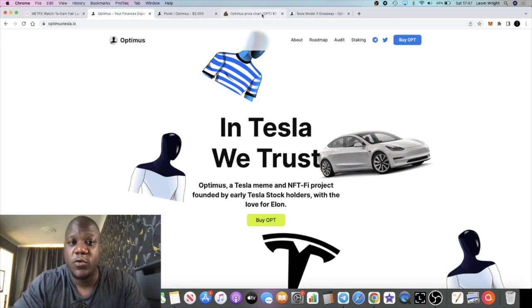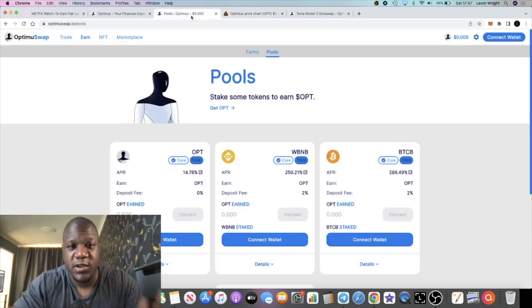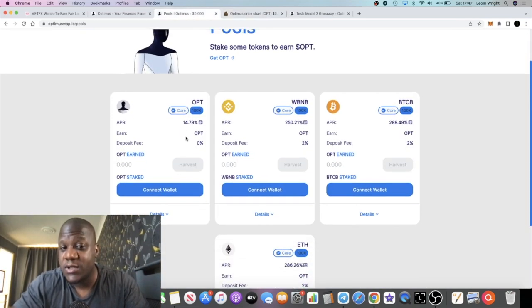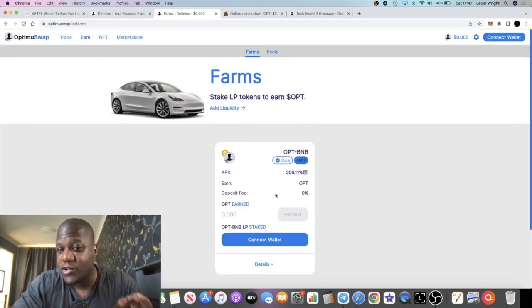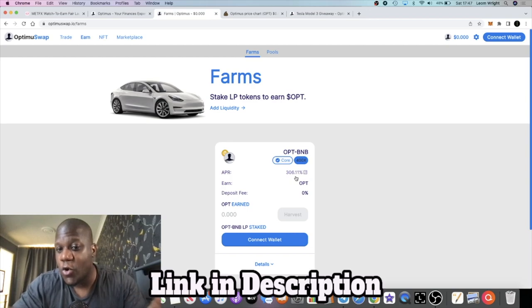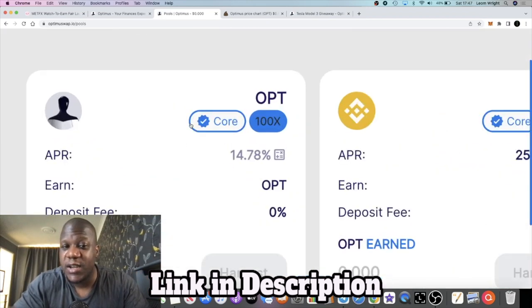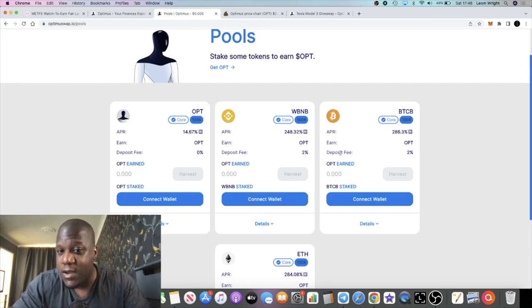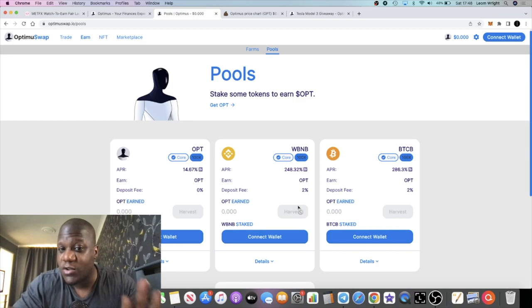And the token also has utility. It is live, so we'll take a look into that in a minute. You can actually stake your tokens and farm your tokens for competitive APY up to 306% if you pair up your OPT with BNB. So I like the fact that they've got something going on with it already. And 14% is not going to get people jumping out of their seats. However, if you look at BNB, Bitcoin and Ethereum, they've got pretty decent APYs on those pools as well.